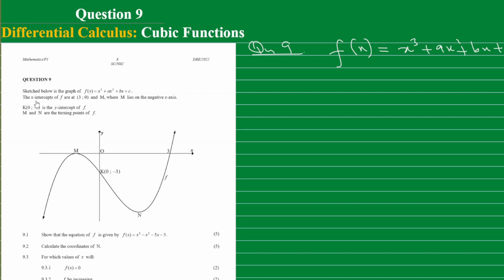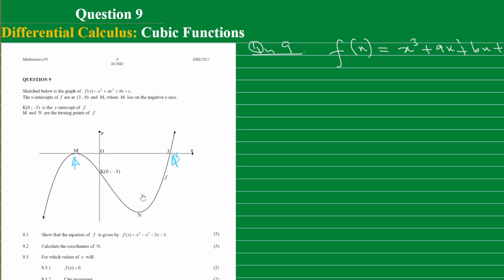The x-intercepts of f of x are 3, 0. So we are given the x-intercept over here, which is 3, 0. We are also given m is an x-intercept, but it's also a turning point. Let us take note of that. And m lies on the negative x-axis, on the left of the y-axis. Then k is a y-intercept of f, and m and n are the turning points.